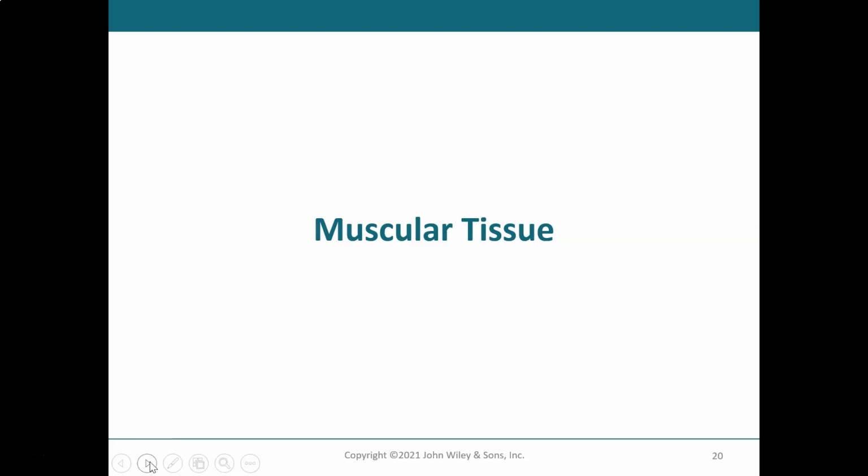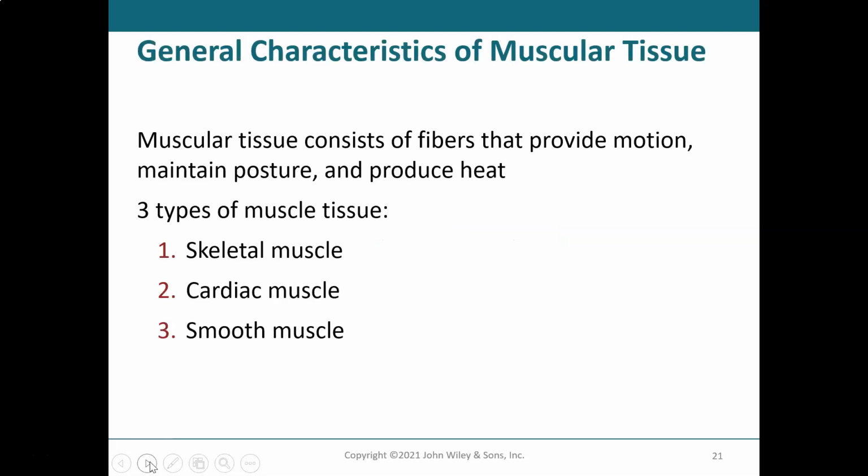So if we talk about muscle tissue, there's a number of different things to consider. Muscle tissue consists of fibers that are modified for contraction, and they provide motion, maintenance of posture, and they also produce heat. They can be divided into three different types.